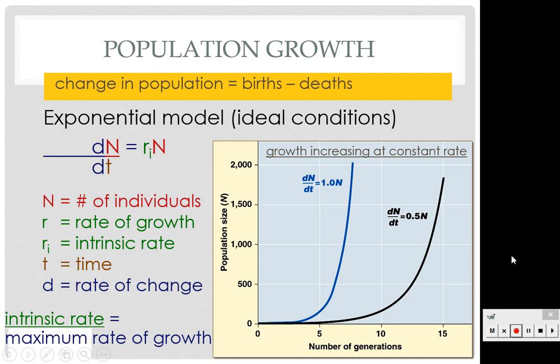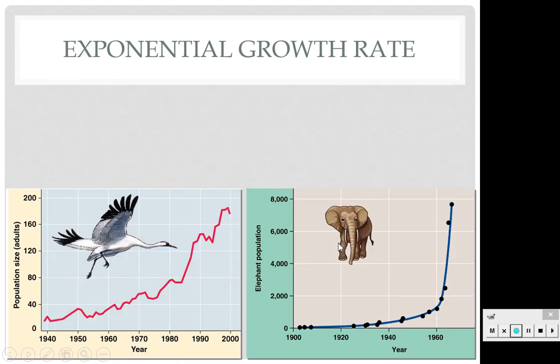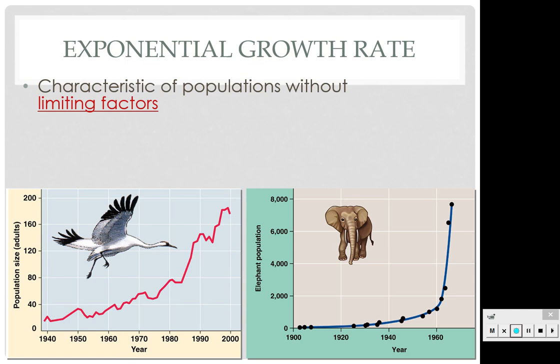Alright, intrinsic rate is the maximum rate of growth. Okay, so every pair has 3 offspring would be an example here. Every pair has 4 offspring. The growth is increasing at a constant rate. Okay, this is called exponential growth. Exponential growth is characteristic of populations without limiting factors.